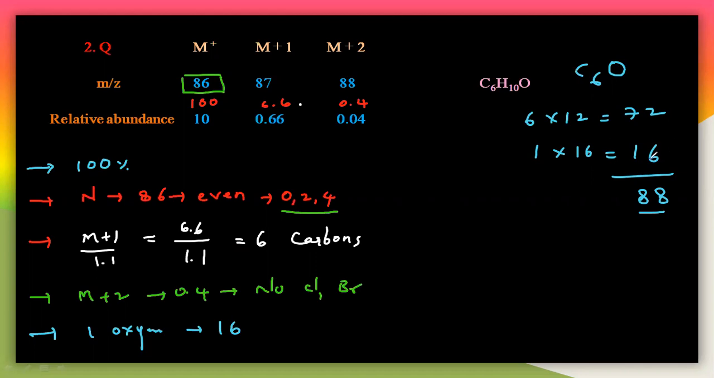This is 88, and actually it is 86. So the oxygen is also a mistake here. Actually, this was a wrong question. Let us see once again here. 72, this 16, which is 88 here. So 88 means this calculation is completely wrong here.